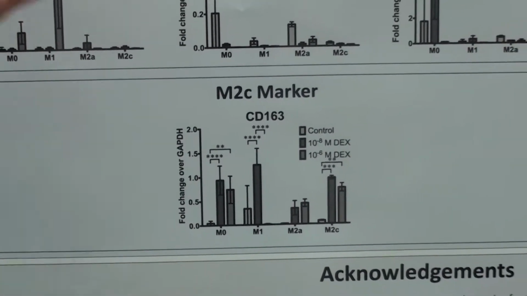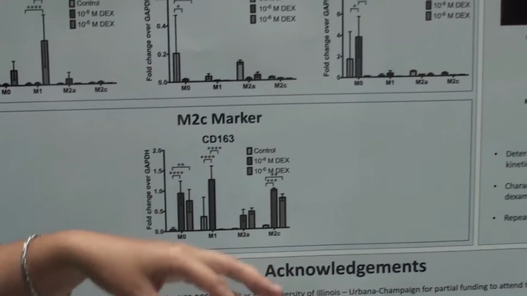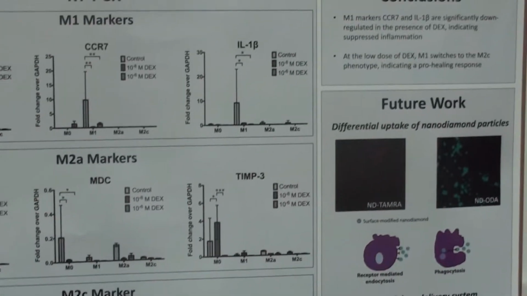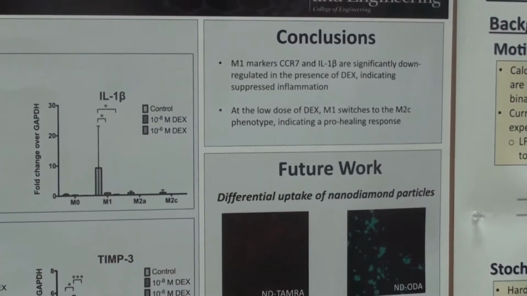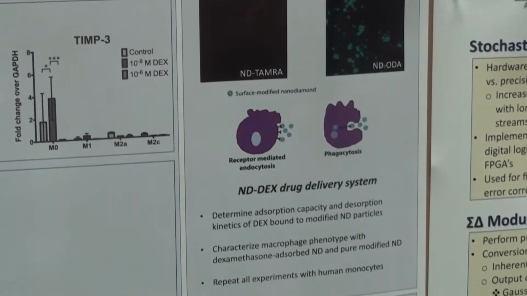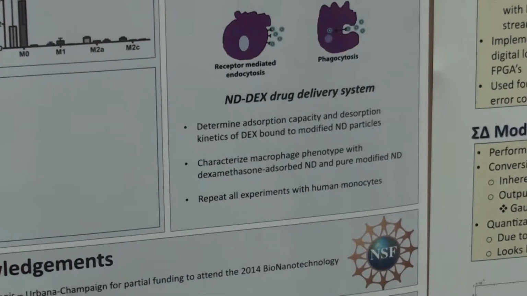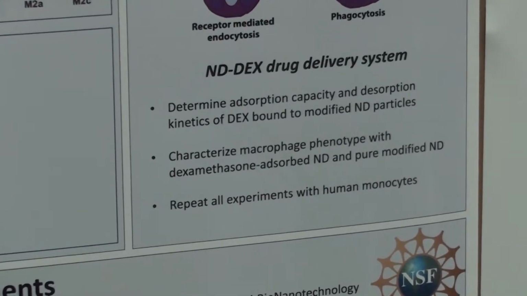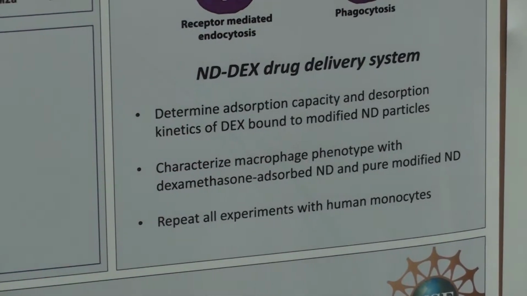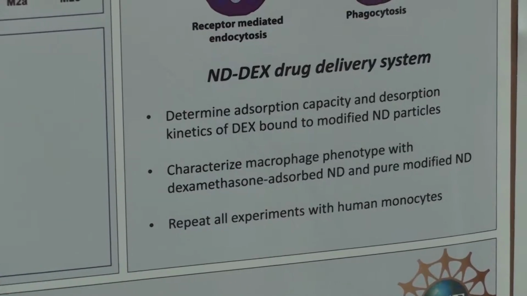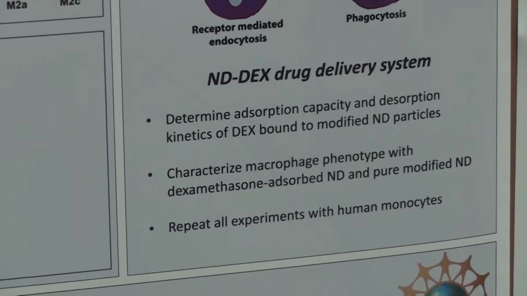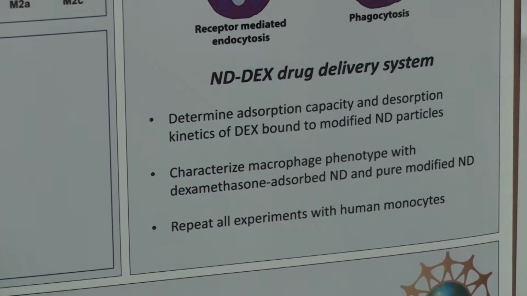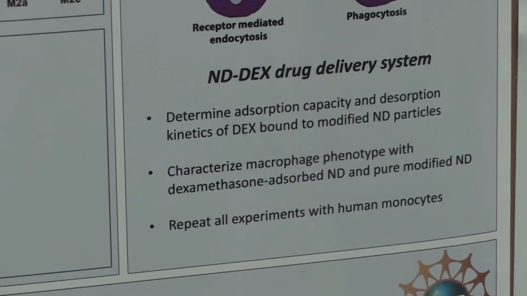Basically, in the future, I would like to put this drug onto the diamond surface and look at a couple of different things. I want to look at how the drug is taken up by the macrophage. Is it receptor-mediated endocytosis, which is how most cells take up the drug, or is it phagocytosis? You can think of macrophages like Pac-Man. They just go in and they eat everything. Which is why we want to use nanoparticles to target these macrophages.